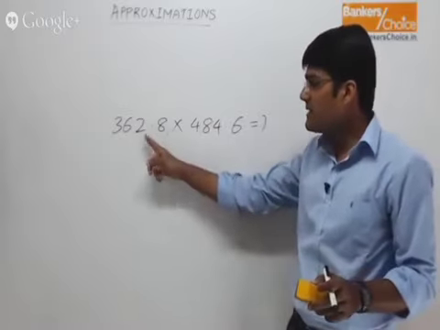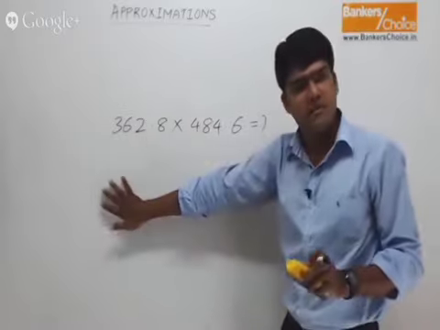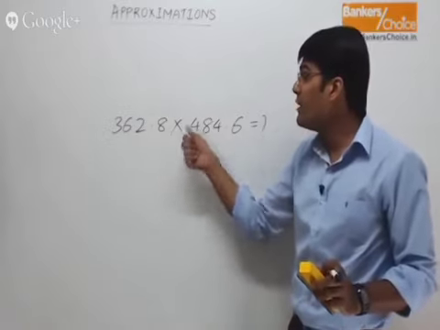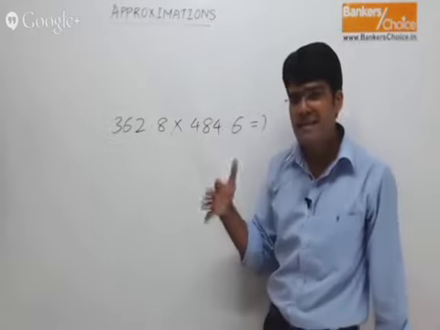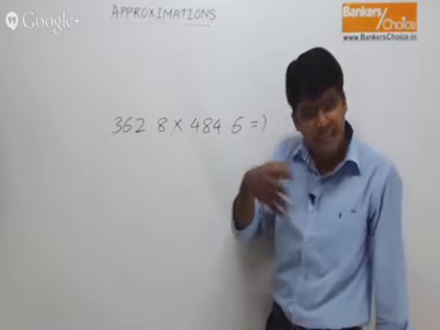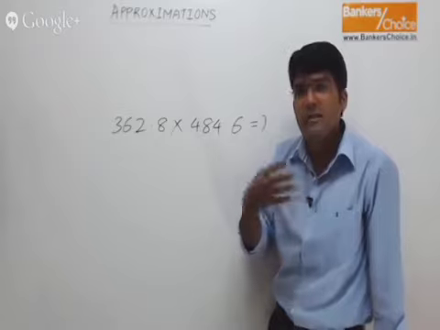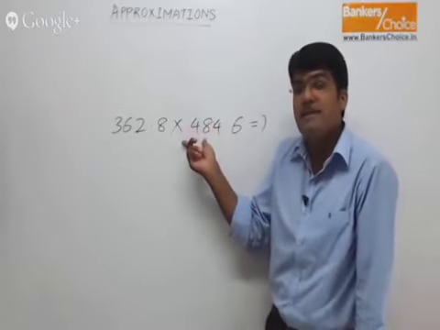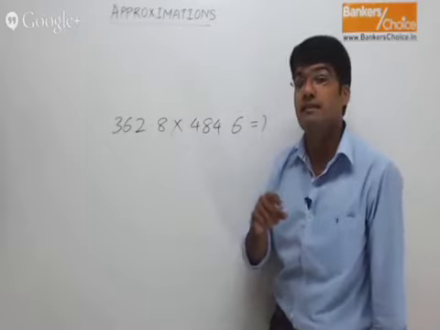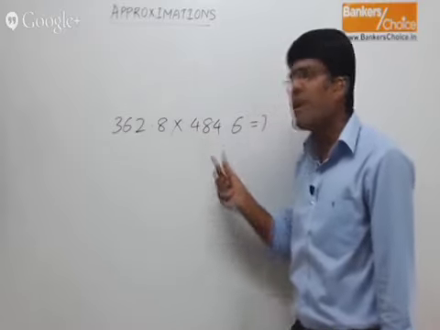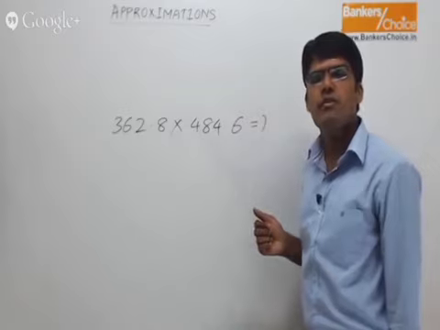See, 362 into 484 is the first step, so that anyway you will do. But 0.8 into 484, how much will that be? Try to understand. Will the difference be in tens? Will the difference be 10, 20, 30, 40? I mean, the difference of exact answer and approximate answer. No, the difference will go in hundreds. Look at this. 0.8 into 484. How much is that?